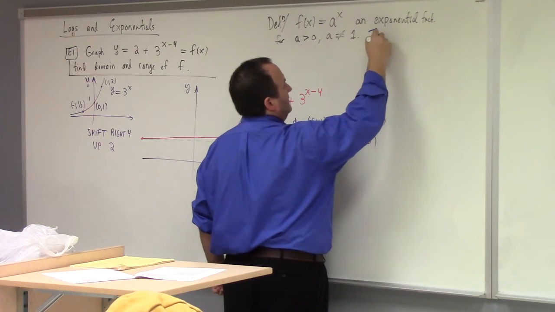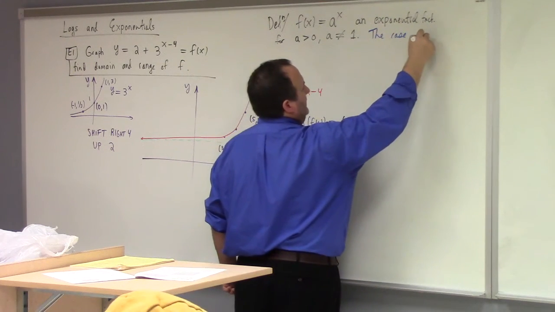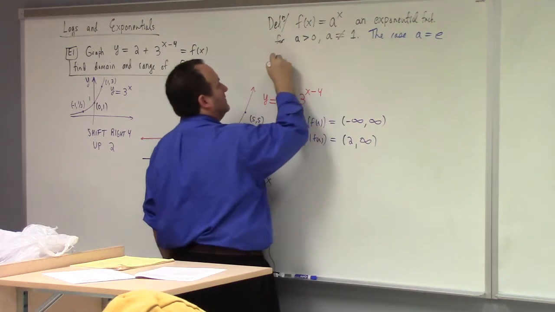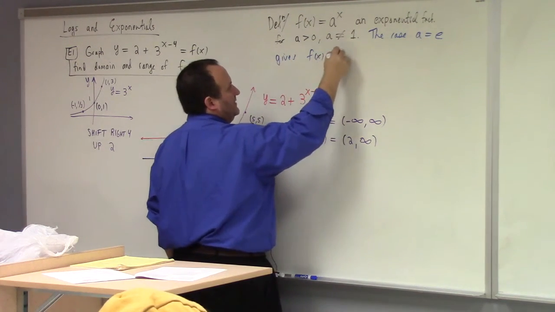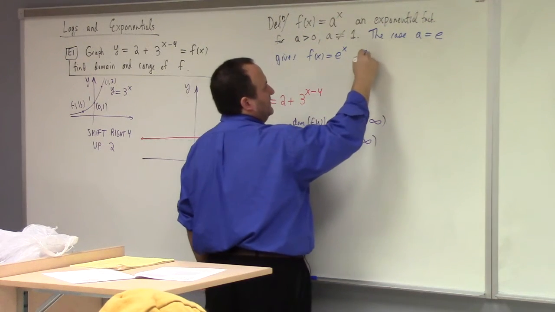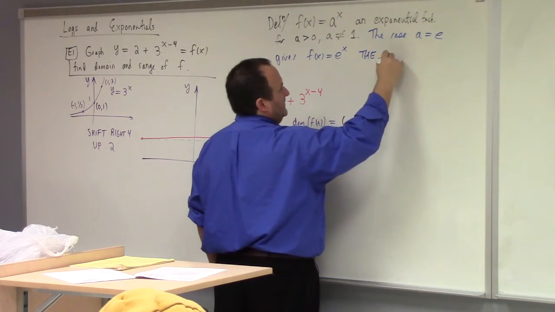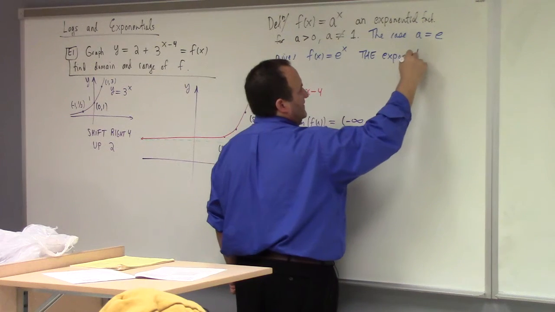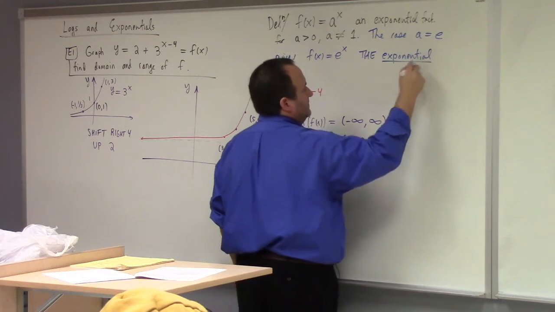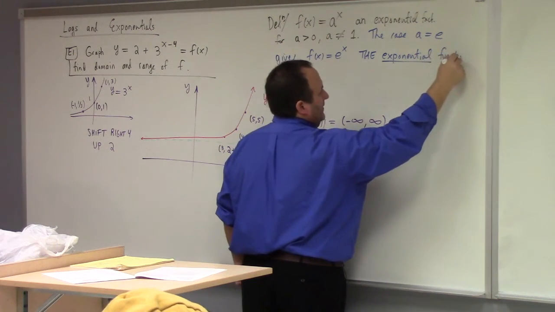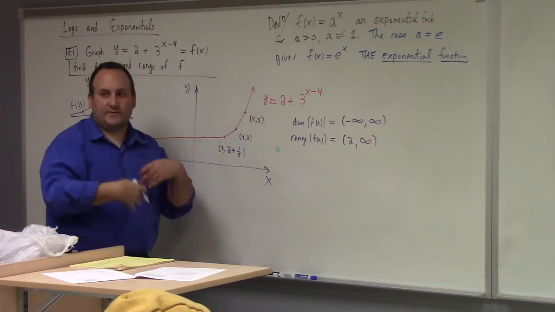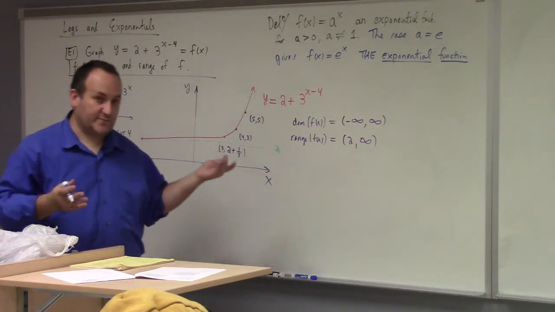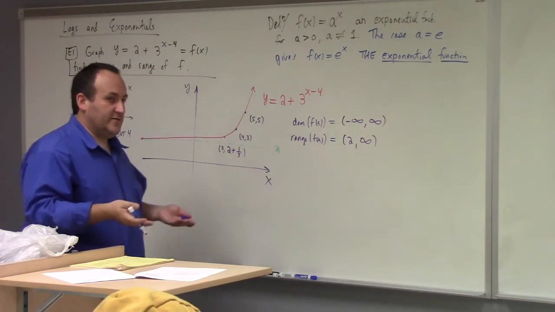Then the case a equals e gives f of x equals e to the x. This is the exponential function. I say the exponential function because it's a special one, as to distinguish it from the many, many choices of a: 2 to the x, 3 to the x, 4 to the x, 5 to the x, 10 to the x, whatever to the x. Those are exponential functions.